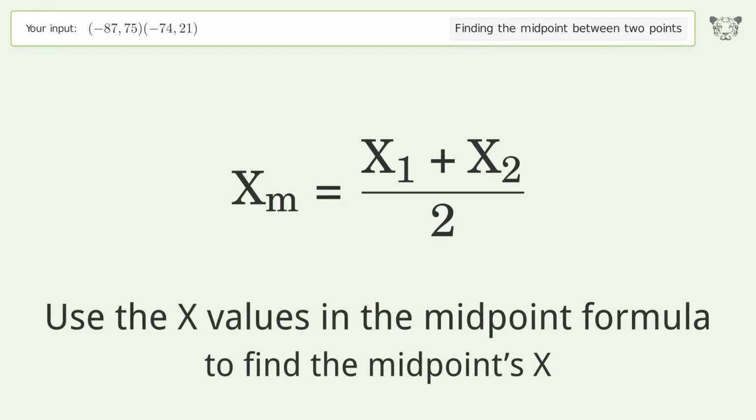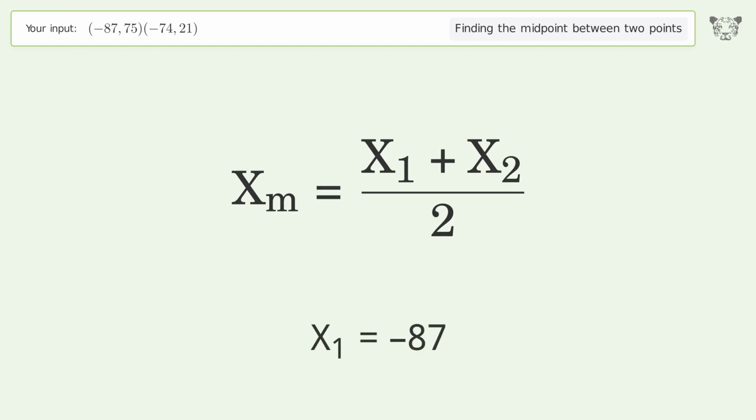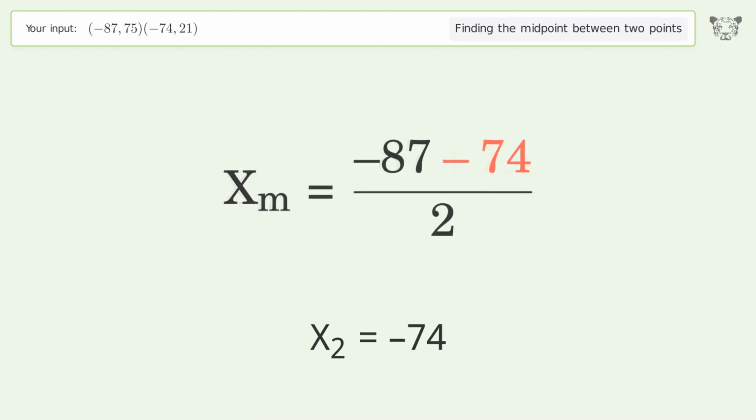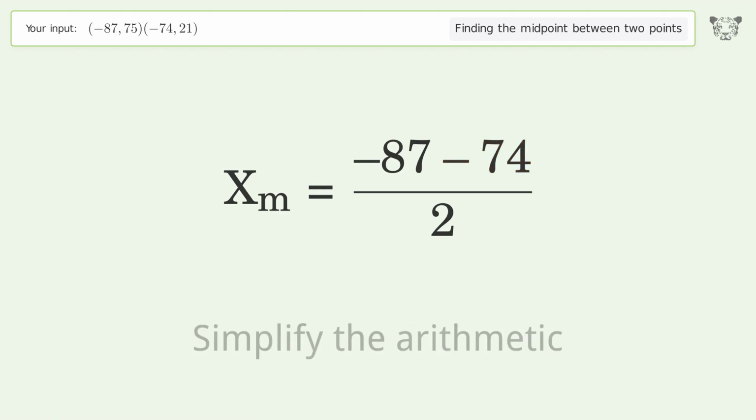Use the x values in the midpoint formula to find the midpoint's x. x1 equals -87. x2 equals -74. Simplify the arithmetic.